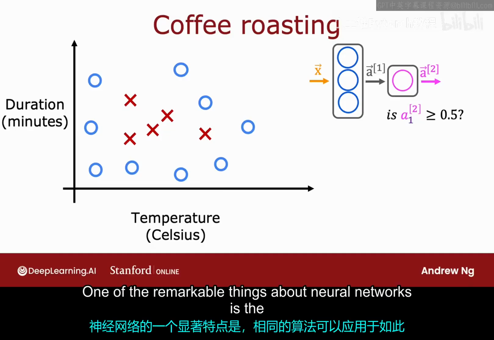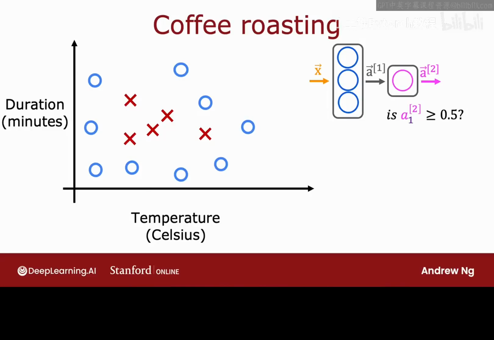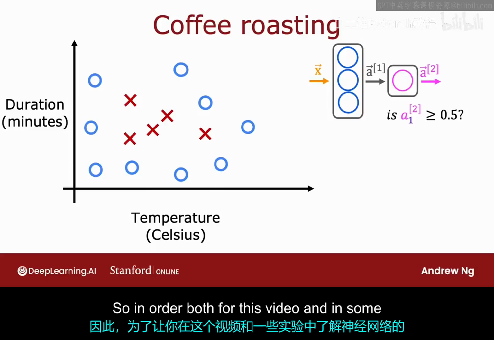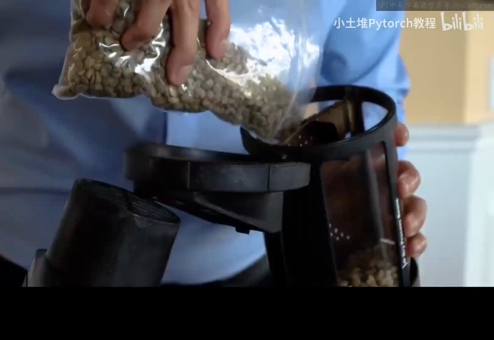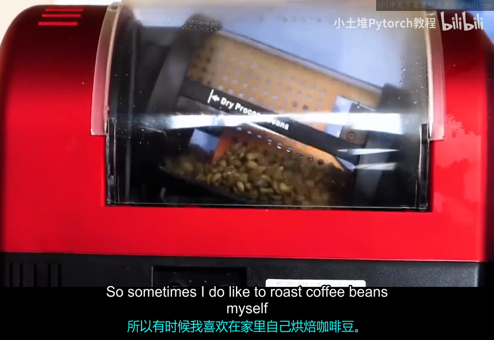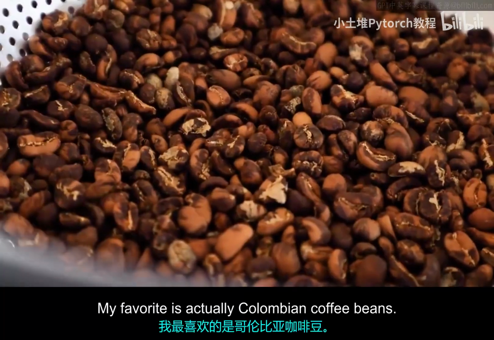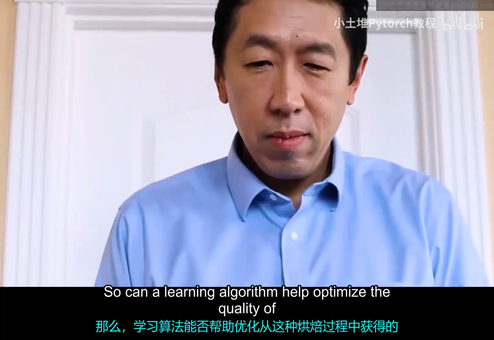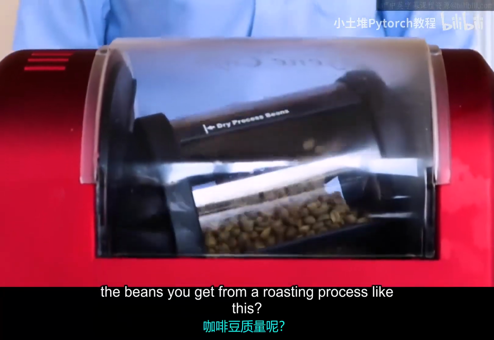Let's dive in. One of the remarkable things about neural networks is the same algorithm can be applied to so many different applications. So in order, both for this video and in some of the labs, for you to see what a neural network is doing, I'm going to use another example to illustrate inference. So sometimes I do like to roast coffee beans myself at home. My favorite is actually Colombian coffee beans. So can a learning algorithm help optimize the quality of the beans you get from a roasting process like this?